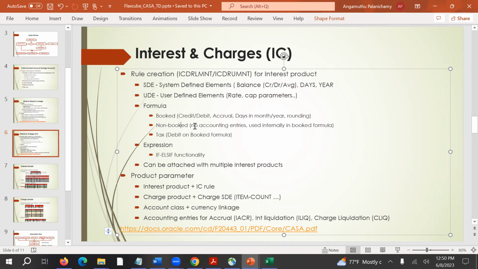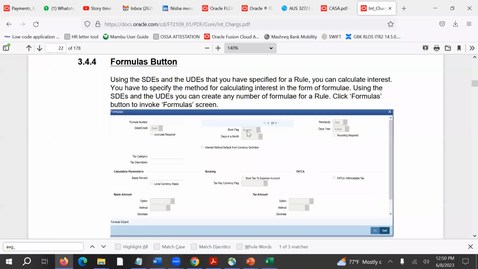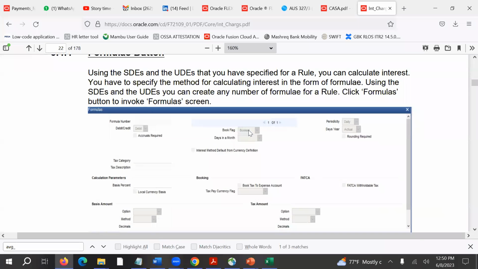This non-booked formula does not have any accounting entries; it is used only for your internal calculation, and we can use it in another booked formula. A booked formula is what finally comes in the accounting entry setup, the credit or debit, and in case accrual is required, it will be there. And then here we give, see, here it comes, the booked flag. Here only it comes: booked, non-booked or tax. Then whether it is debit or credit is mentioned here, along with accrual required and the periodicity calculation.